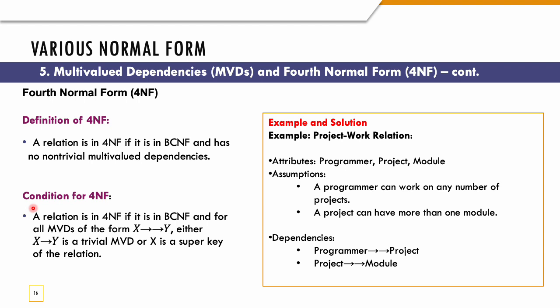so a relation is in fourth normal form if it satisfies BCNF first, and for any multivalued dependency of X and Y that is trivial, it means that Y is a subset of X, or X and Y together cover all the attributes. So in this case, X is the superkey of the relation.